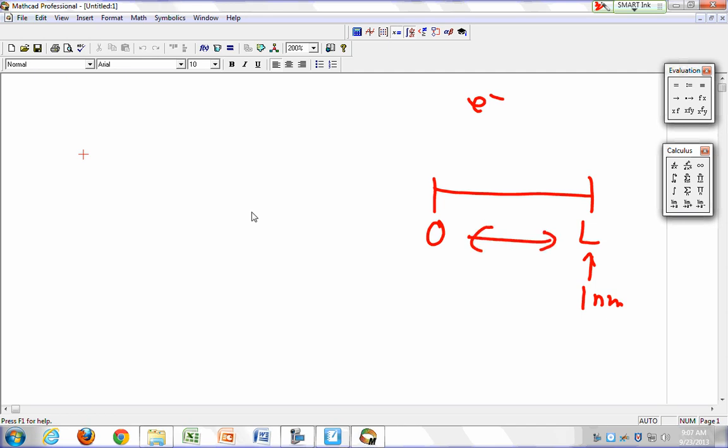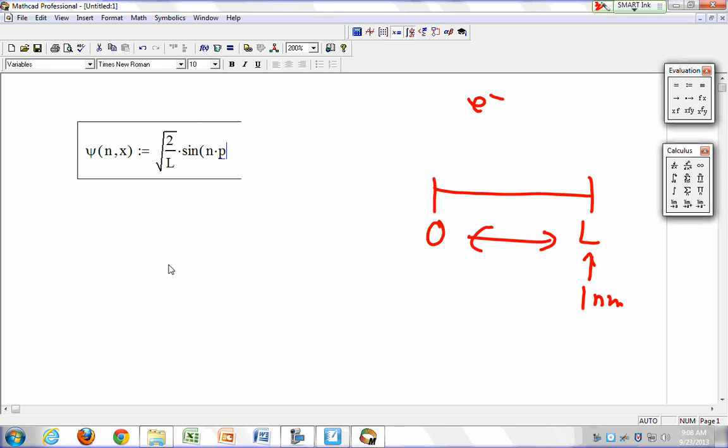Okay? If we solve the Schrodinger equation for that particle, you'll find that the wave functions, the eigenfunctions of the Hamiltonian operator, would be of the form psi, the nth eigenfunction, which will depend on x, is equal to square root of 2 over L times sine. You don't need to know this one at this point. We'll cover it later, but it's just so you can see what those solutions and what the time dependence looks like. So sine of n pi x over L.